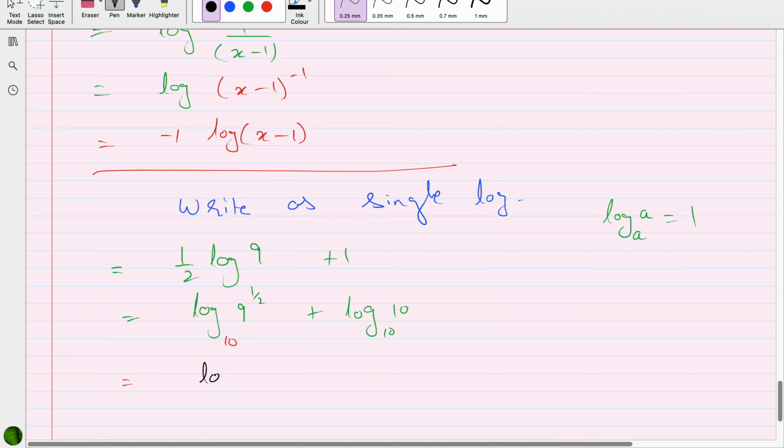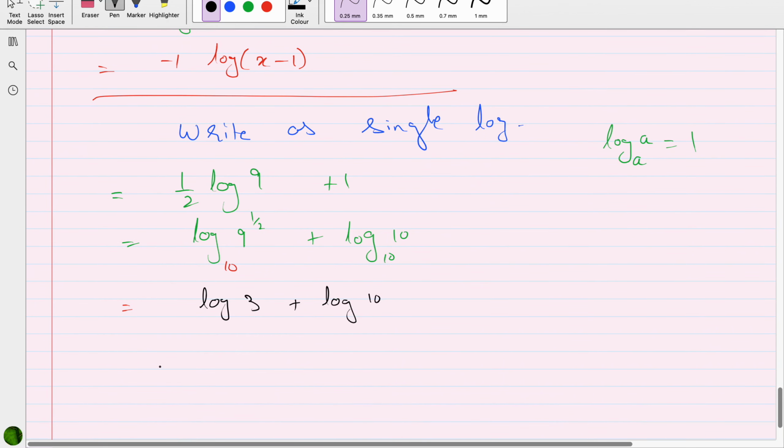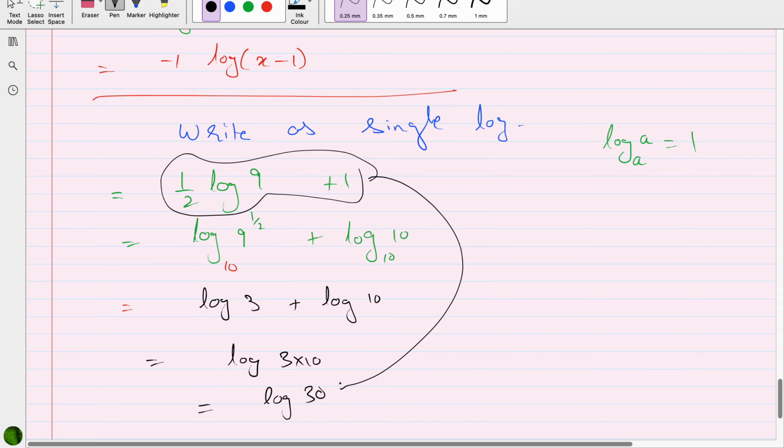So this is log of 9 raised to power 1 by 2, which is basically 3, plus log of 10, and when we convert them into a single log we have a plus sign between them, so we write 3 into 10, which is log of 30. So this right here could be written as log of 30. They have the same numerical value.